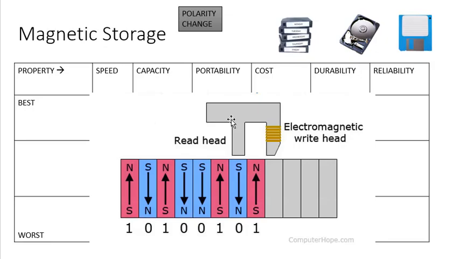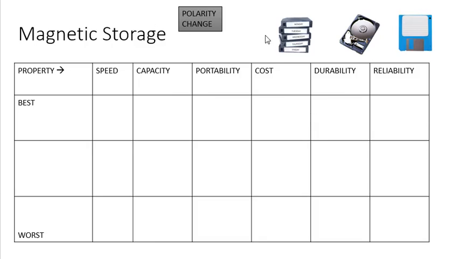So magnetic storage, as a reminder, has a read-write head, and the bits are represented by a change of polarity from north to south or south to north. For each of these categories, I'm briefly going to drop an icon in here and we'll discuss why it is the case. Now, in terms of speed, in terms of magnetic storage, the hard disk drive wins hands down.